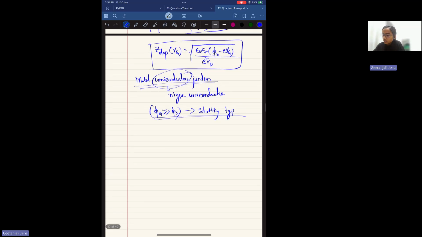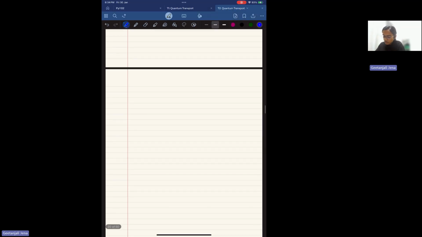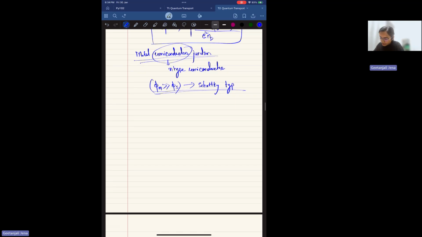So let us draw the band diagram first. Phi m is greater than phi s. This is the vacuum level. Let's say this is the metal. This is the Fermi level of the metal, and the difference from the Fermi level to the vacuum level is the work function phi m.